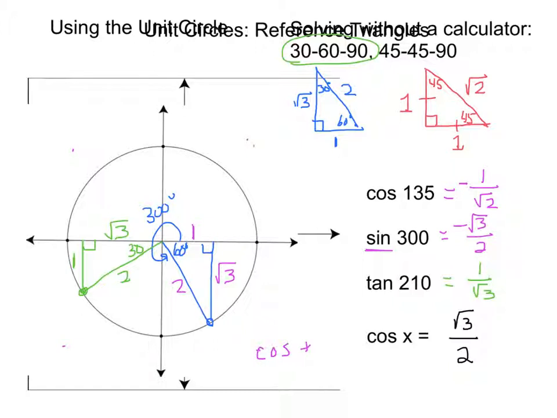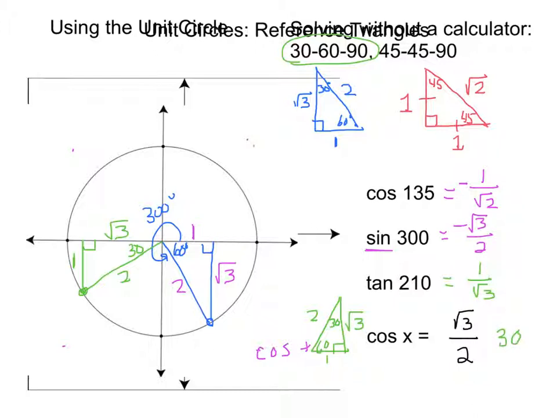30, 60, 90. So if I draw a 30, 60, 90 right triangle, that's 60. That's 30. Which of those angles would give you a cosine of root 3 over 2? 30, because cosine is adjacent over hypotenuse. 30 gives the adjacent side of root 3, hypotenuse of 2. So 30 degrees is our answer, but it's not our only answer.